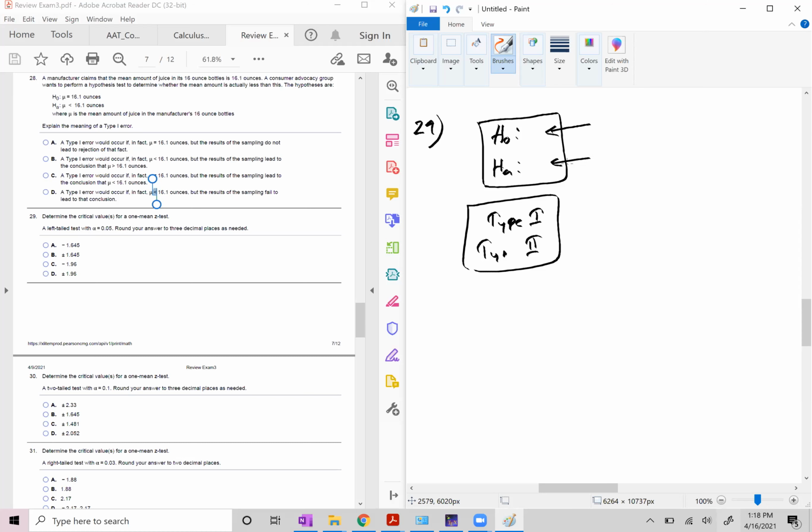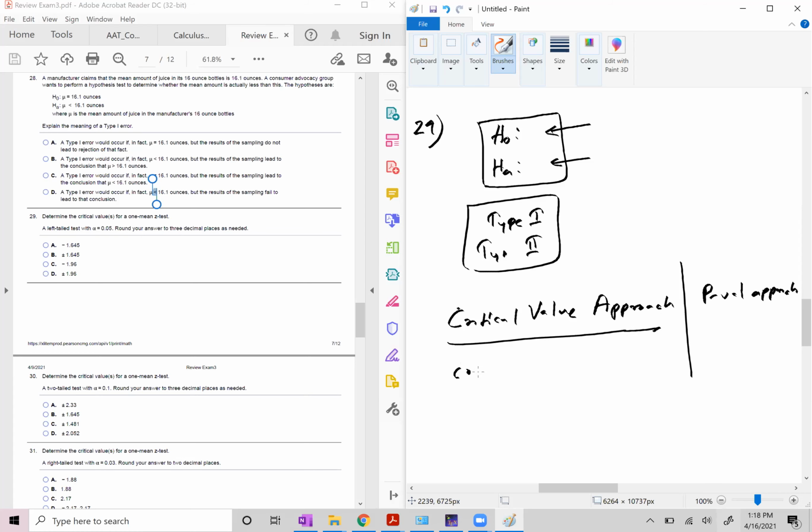To make that conclusion, there are two methods. One is called the critical value approach, and the other is called the p-value approach. There are two methods. Now, in the critical value approach, we compare two values. One is called the critical value, and the other is called the test statistic.